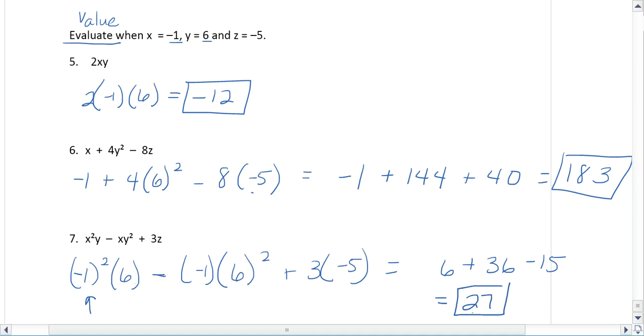All right, so now you have the knowledge you need to do section 9.1. So have fun with math.